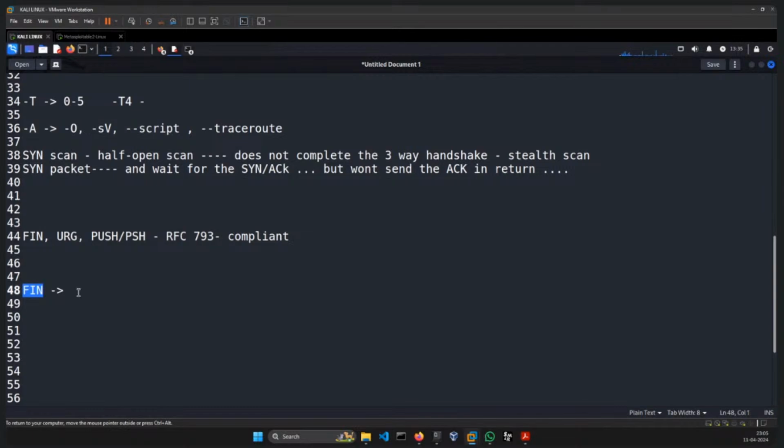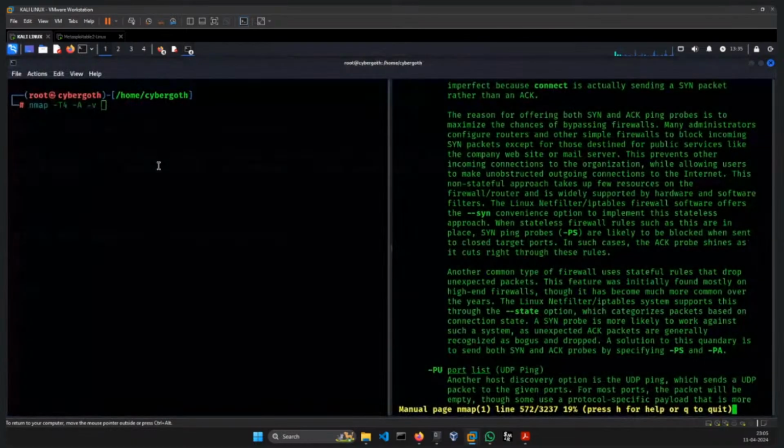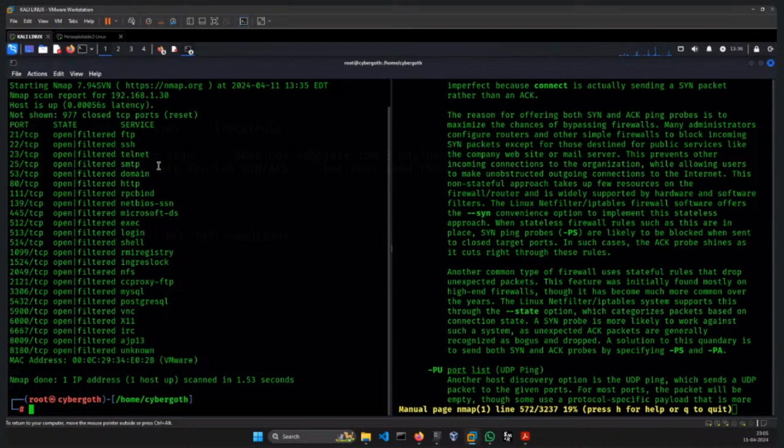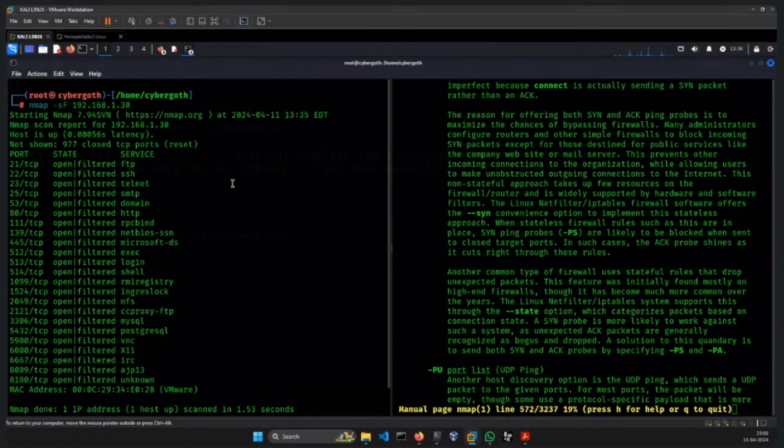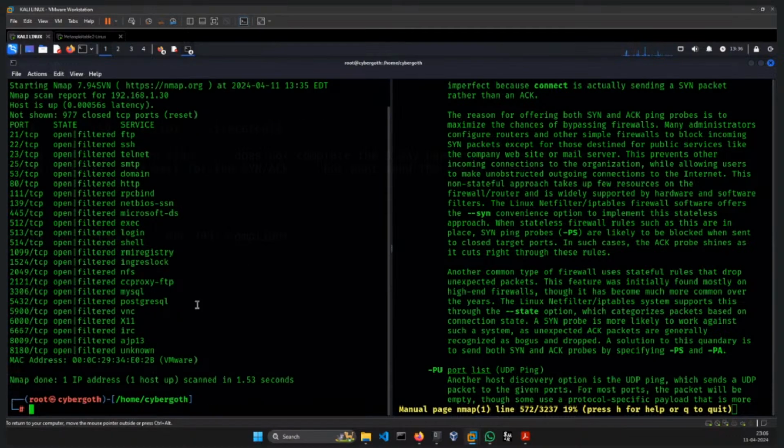Now in modern operating systems, these don't work. You won't be able to get any result from this. But if you use it on these RFC 793 compliant machines, this might work. So let's try it with our Metasploitable as well. Minus sF and provide the IP address. This should give a result because this is an intentionally vulnerable machine. But if you use this on Windows 10 or Windows 7, that won't work. Okay, this is giving a result.